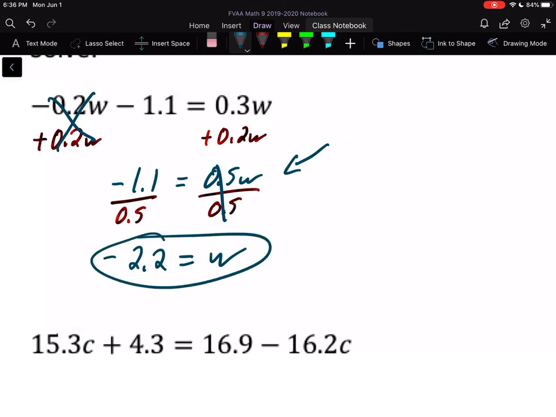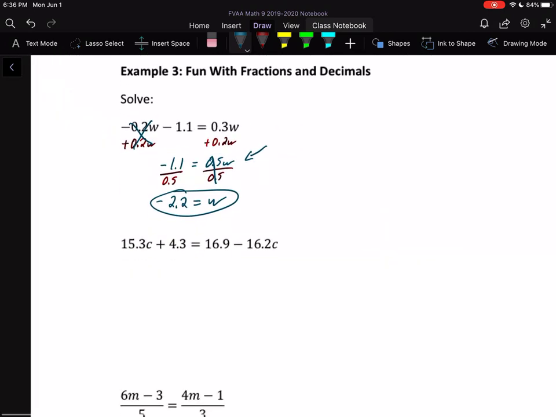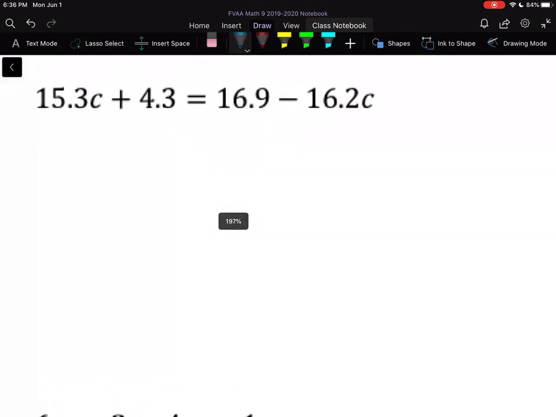All right, that's your answer there. Okay, same idea here as before. Variables on one side, constants on the other. So I'm going to add 16.2c to both sides. All right, that's going to cancel that one.